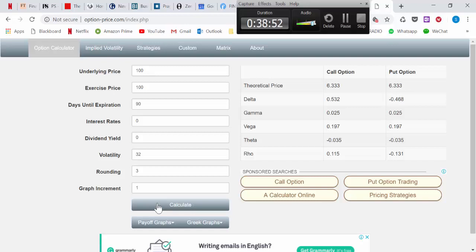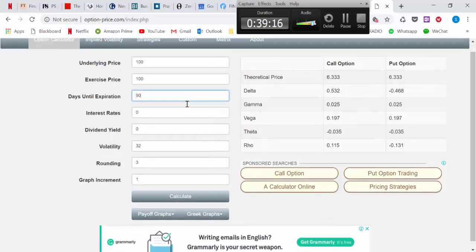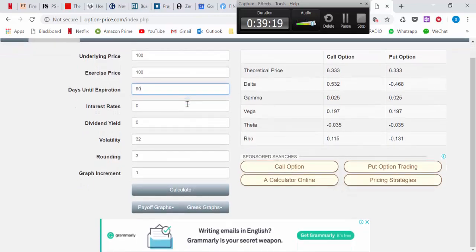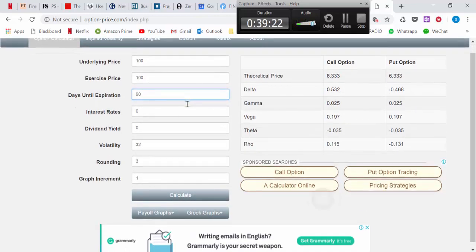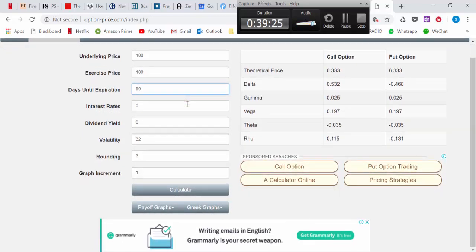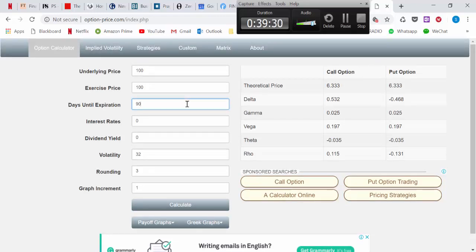So now I am pricing a 90-day at-the-money option where the strike is 100 and the stock price is also 100 and volatility is 32. Now, let me just write down some of the numbers on the right-hand side. So gamma is 0.025. Actually, it's not really precise enough. So here the option price is 6.333 and the gamma is 0.025.